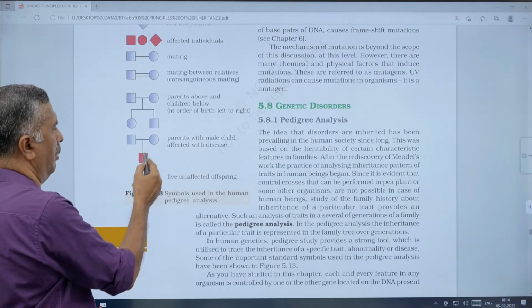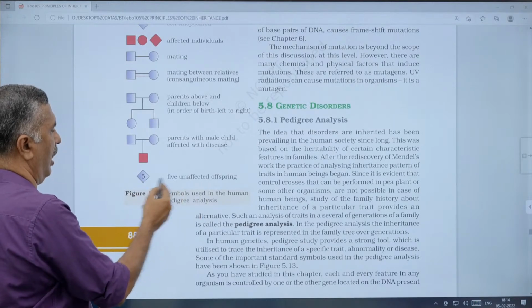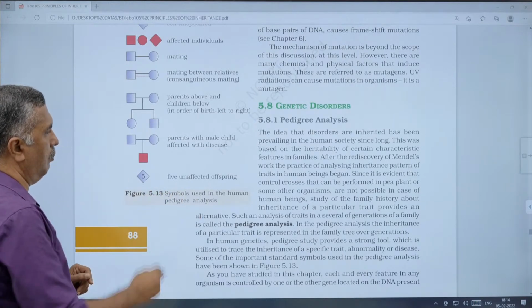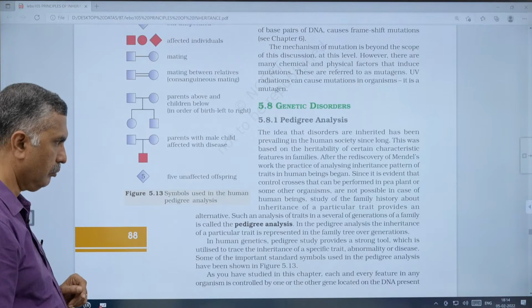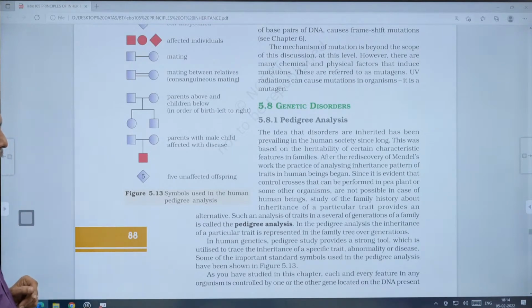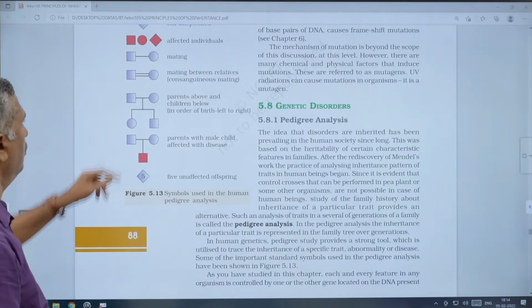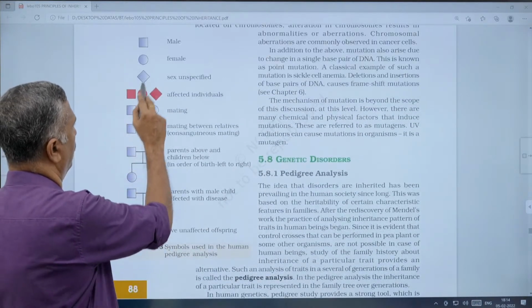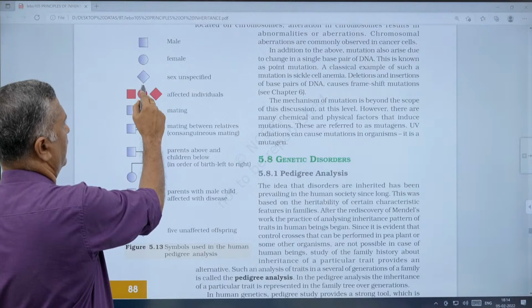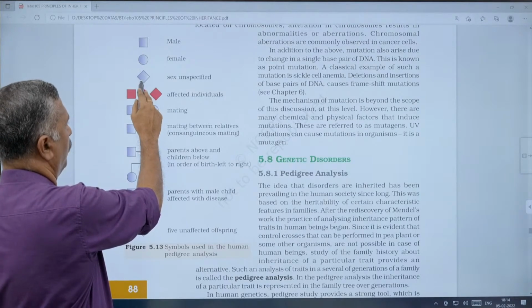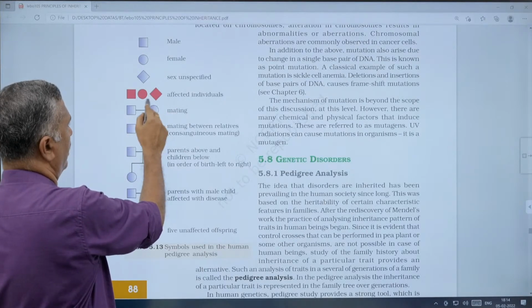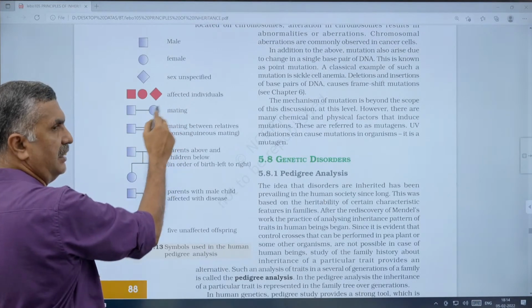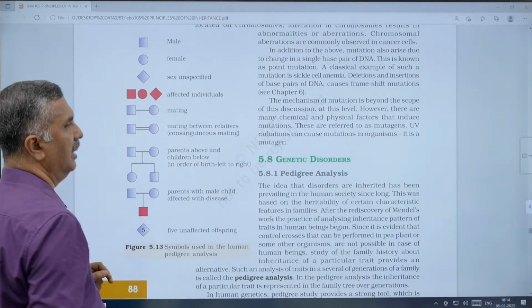Then parents with the male child affected with the disease, then 5 unaffected offsprings. But that is some pedigree symbols it is given. There are 60 more pedigree symbols. The important symbols which are taught in the NCERT text are male, female, sex unspecified or unidentified sex, then affected means diseased individuals, affected individuals or diseased individuals are solid symbols or shaded symbols.